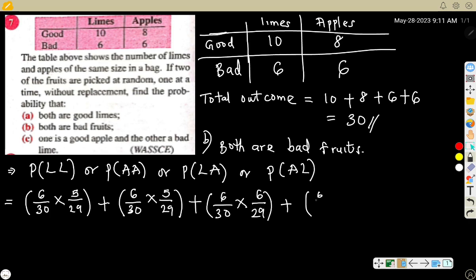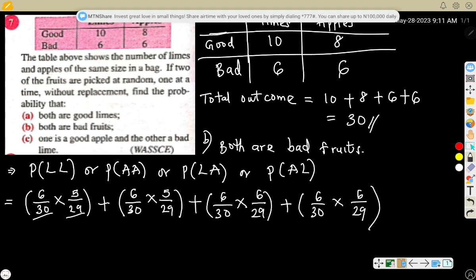So that is 6 over 13 times 6, because you have not picked lime. So that will also be 6 over 29. But each time, the total number always decreases. So like that, that is why you see 30, 29, 30, 29. The total number of fruit will always decrease.